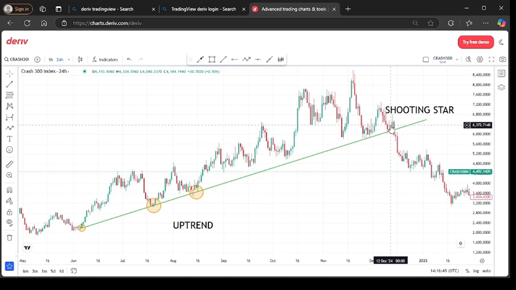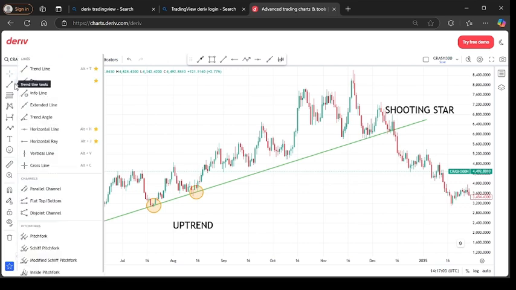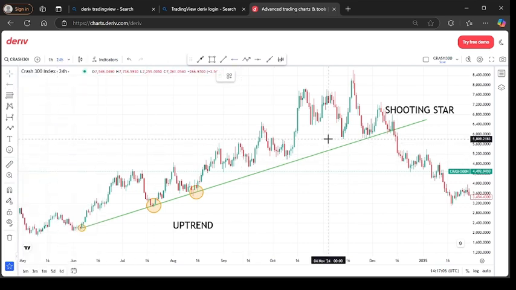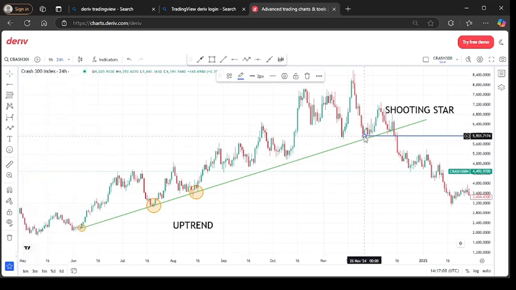Then we also need to check the volume, because volume adds confirmation. We also need to check whether the breakout is occurring on a support or a resistance level. So you need to also know your support and resistance levels, so that you know where the breakout is occurring.